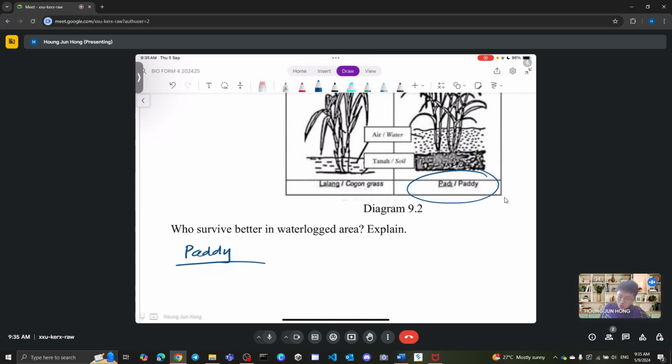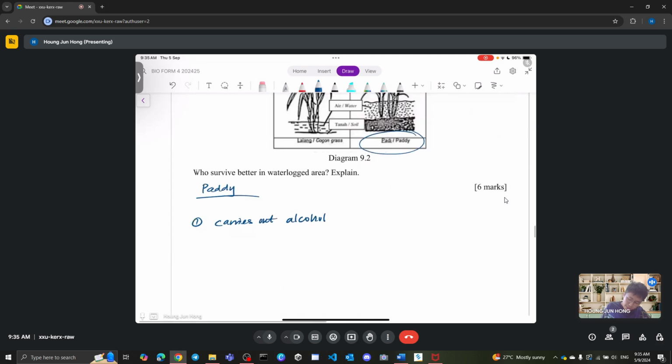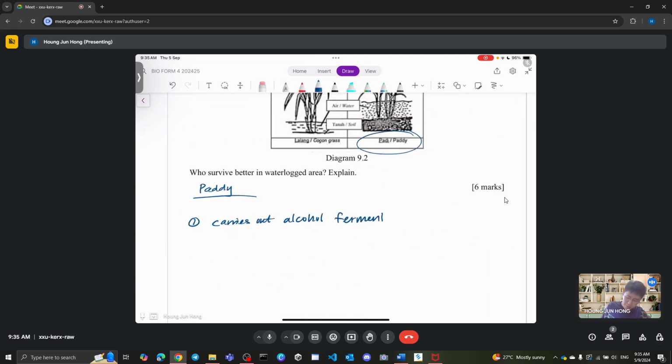Okay, so remember, how do we survive? First of all, we do alcohol fermentation. Remember, this is our main topic. Always circle back to your main topic. The main idea here is alcohol fermentation.